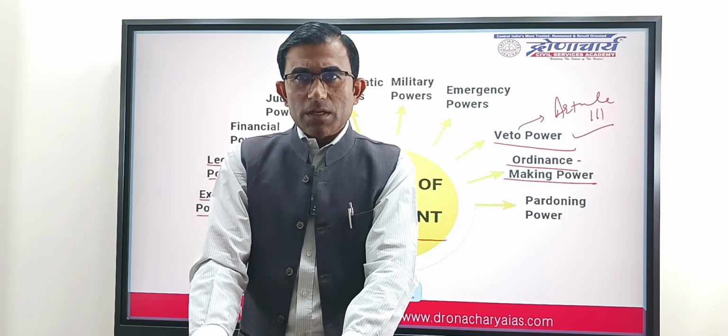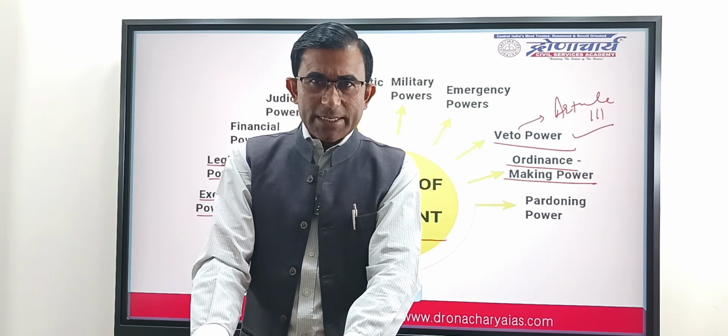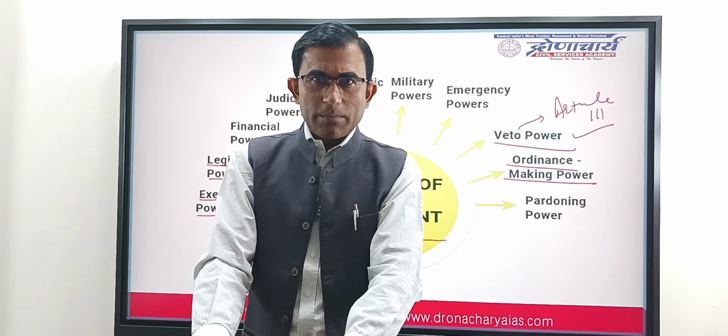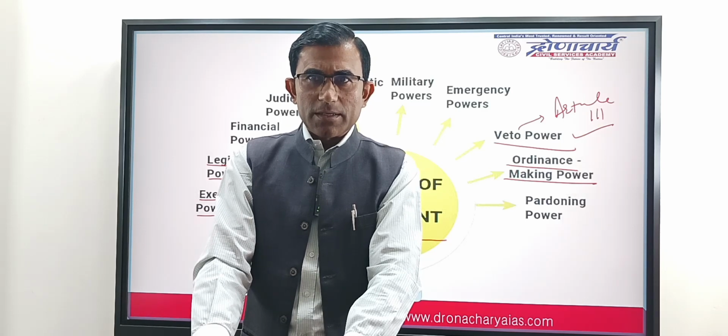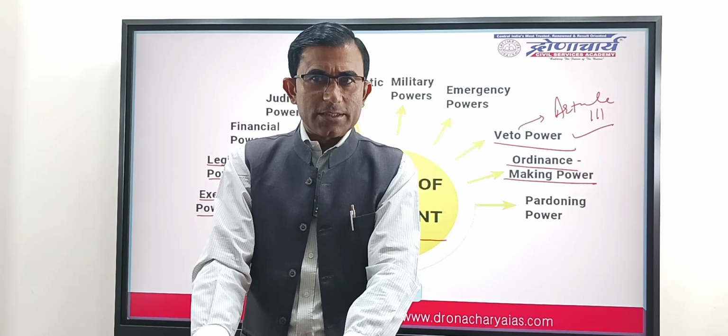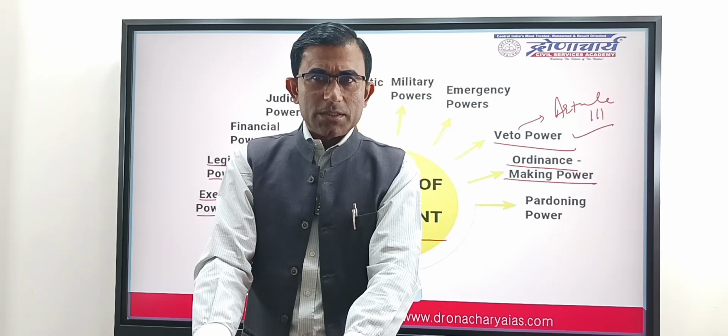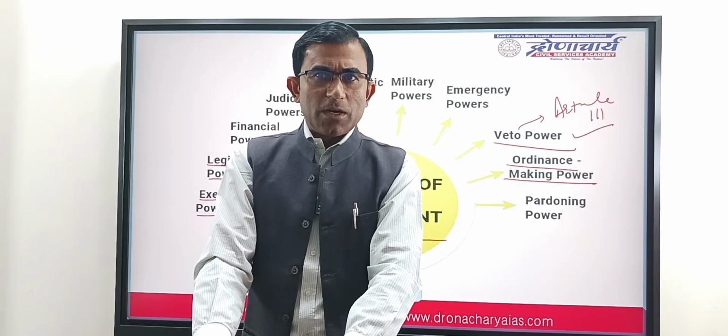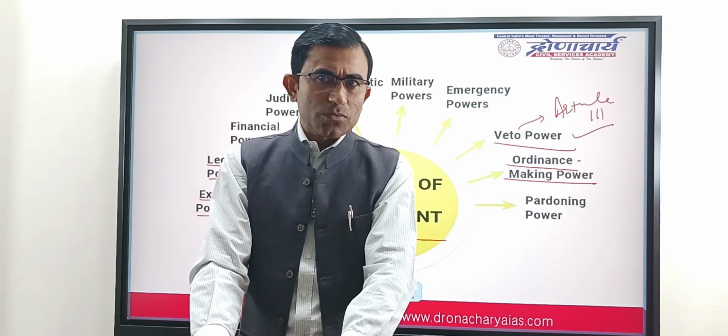First is give his assent to the bill. Second is withhold his assent to the bill. Third is return the bill, except a money bill, for reconsideration by the state legislature. And fourth is reserve the bill for consideration of the President.